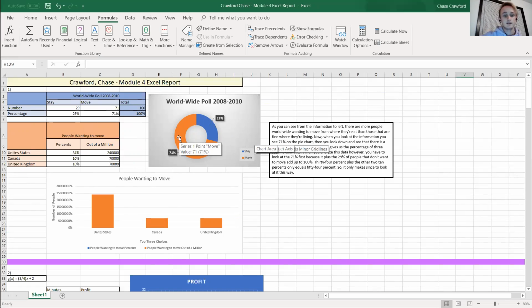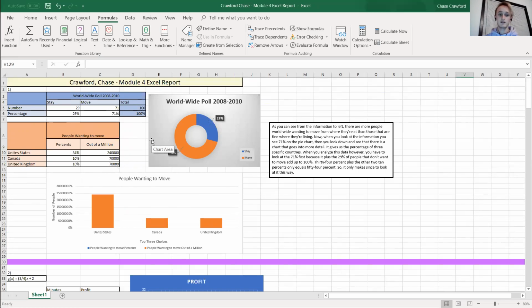Now, if we wanted to break that down into a smaller section, so you could see what countries those people who want to move are in, then you could look here where I have the United States, Canada, and United Kingdom specifically chosen. Now, if you notice, the 71 and 29, if you add them up, they equal 100. But if you add up the 34, 10, and 10, that's only 54. Obviously not 100.